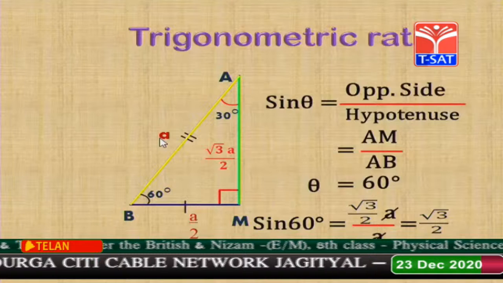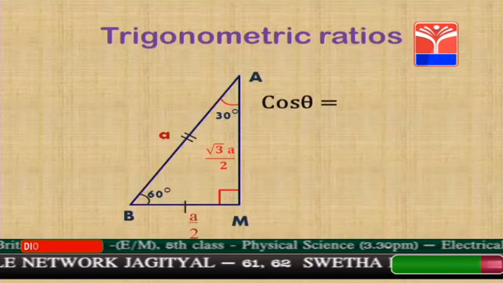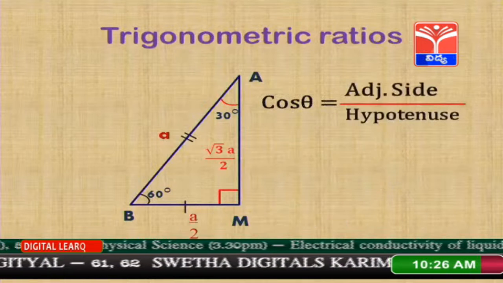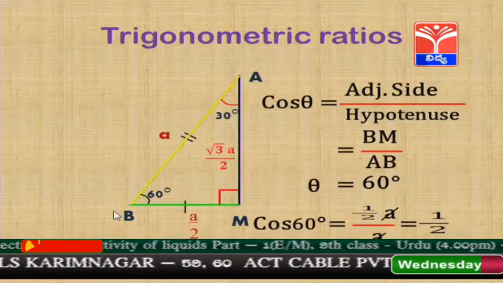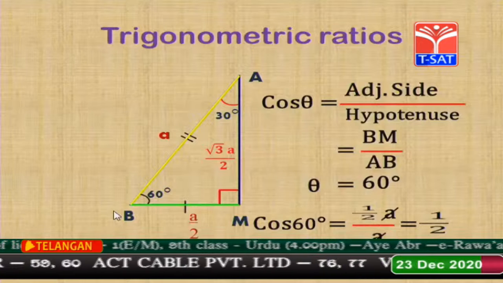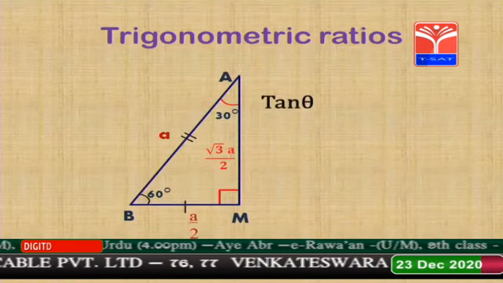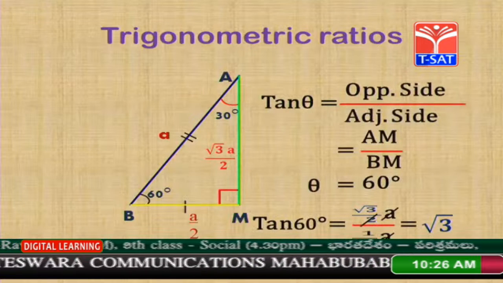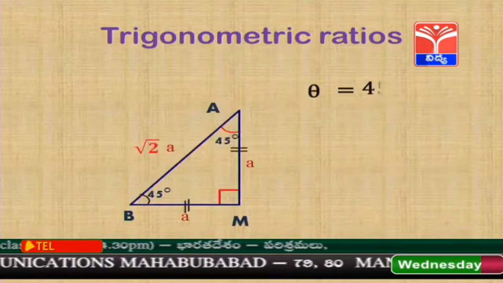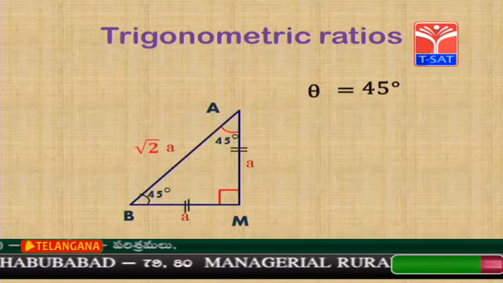Now, similarly, we check for the cos also. So, cos is equal to adjacent by hypotenuse, cos 60 degrees, I am able to arrive at the ratio as 1 by 2. Now, similarly, let me see about tan, opposite by adjacent. Tan 60 degrees value is equal to root 3.